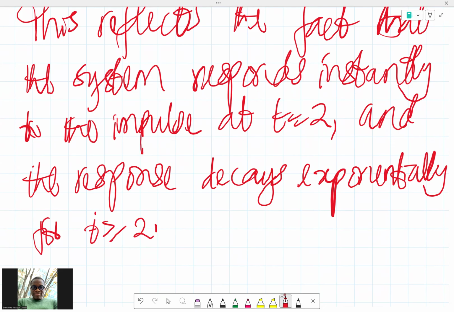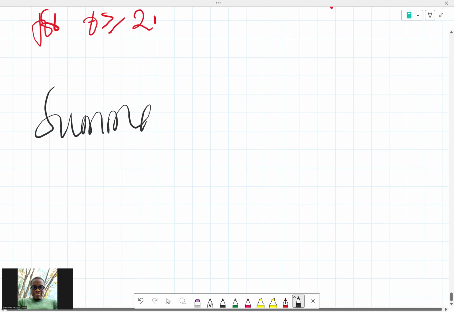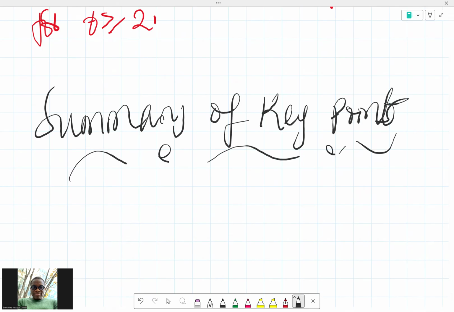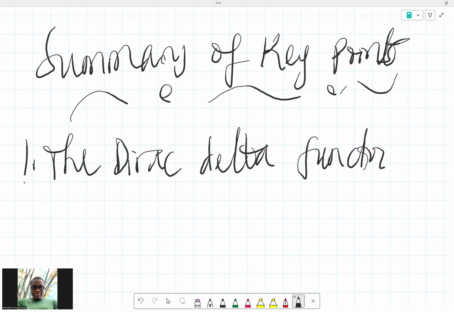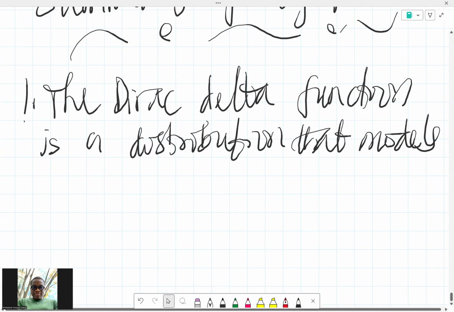All right. So can we take a summary of key points now? Summary of key points. Number one, the Dirac delta function is a distribution that models an instantaneous impulse.